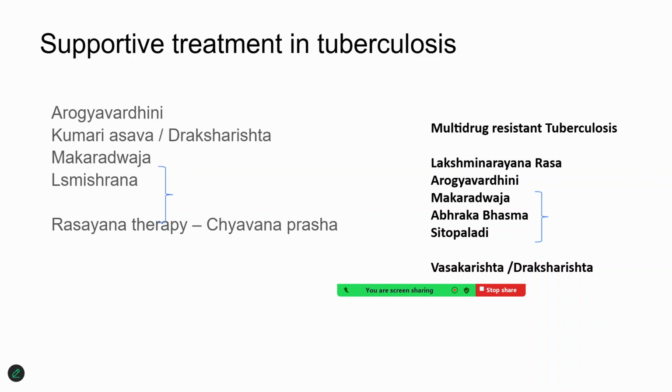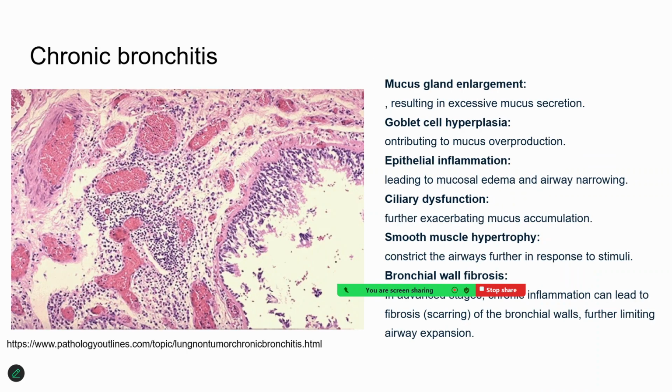Their clinical condition can be improved with the usual supportive treatment like Mahalaghusudha Mishra, Arogyavardhini, Kumariyas or Draksha Vishra to take care of the nourishment of the patient, and Rasayana therapy with Chyavanaprasha. In patients who have multi-drug resistant tuberculosis, where other drugs would fail, a better palliative treatment would be Vishamajwara Chikitsa, like Dharthaka Jwara Chikitsa, Lakshmi Narayana Rasa, Arogyavardhini, Makaradhvaja, Abhraka Bhasma, Sitopaladi, and Vasakarishta are the usual treatment.